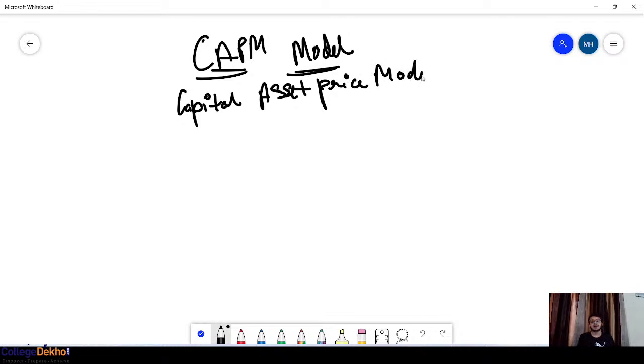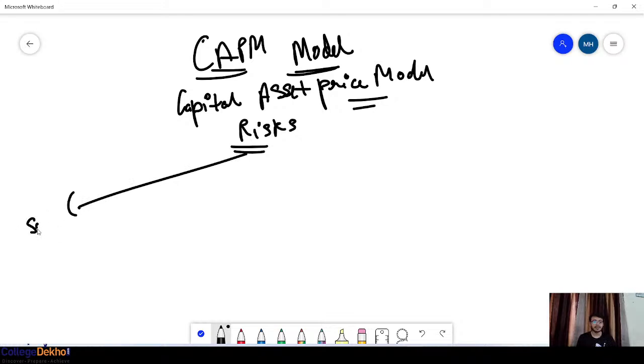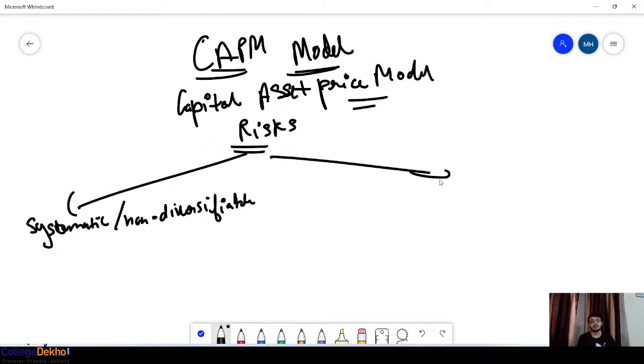Before understanding the Capital Asset Pricing Model, let's try to understand the two types of risks. One type of risk is called your systematic risk. It is also called your non-diversifiable risk. And the other type of risk is called your unsystematic or non-systematic risk, and it's also called your diversifiable risk.